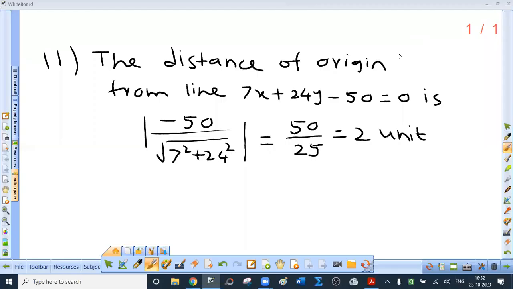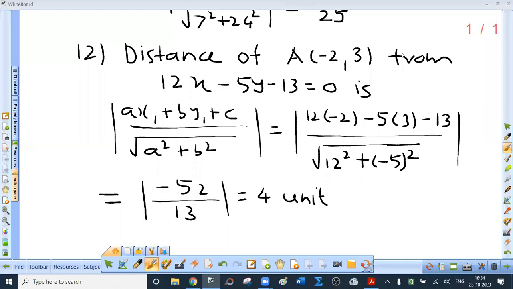Now sum number 11. Find the distance of the origin from the line 7x plus 24y minus 50 equal to 0. So what is that formula? It is mod of constant, that is mod of minus 50, upon root of the sum of the squares of coefficients of x and y. So on simplification, you get 2 unit.